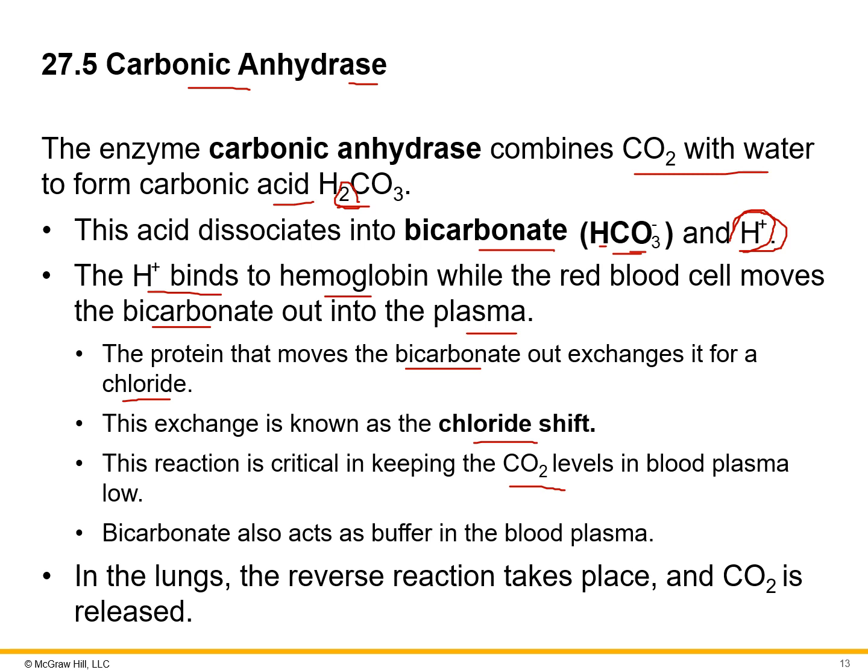So as the blood is picking up this carbon dioxide, it gets converted into bicarbonate so that the overall concentration of CO2 is really low. So essentially, the bicarbonate keeps the carbon dioxide levels low, but it also acts as a buffer. So buffers control the pH. So bicarbonate is going to help keep the pH in our blood at a nice neutral pH. So then whenever we get to the lungs, the reverse reaction is going to take place. The carbon dioxide is going to be released from the bicarbonate, and then it can be exhaled from the lungs.